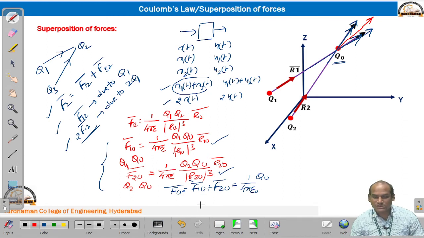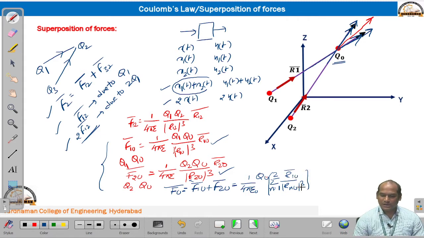So, here the overall force on Q naught is given by the sum of the individual forces, that is F1 0 and F2 0. So, what are the common things I have taken here? 1 by 4 pi epsilon Q naught is common, and the remaining things we have to write here. And for that we can take the sum, where n is changing from 1 to 2, 1 by the magnitude of r n 0 cubed, and here r n 0 bar. So, like this we can write. So, this is the superposition principle of Coulomb's law.